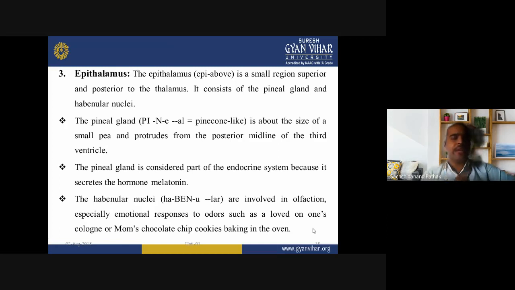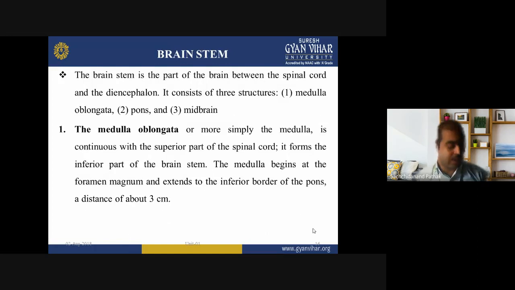Then habenular nuclei will be there. The habenular nuclei are involved in olfaction. Olfaction means smell, especially emotional responses to odors, such as a loved one's cologne or mom's chocolate chip cookies baking in the oven. These are due to the involvement of the habenular nuclei.